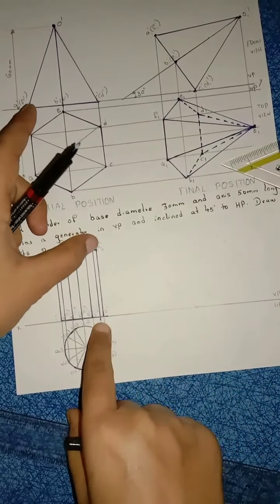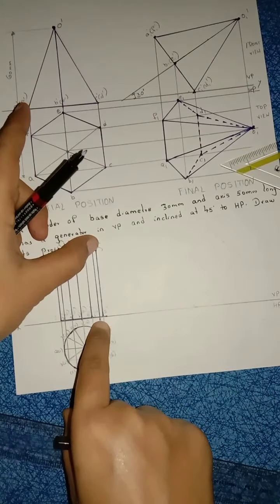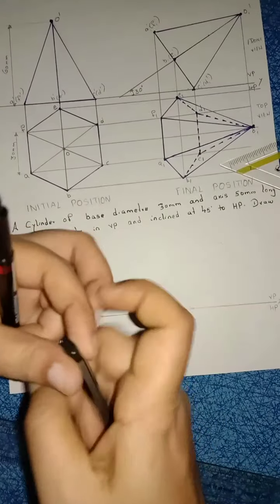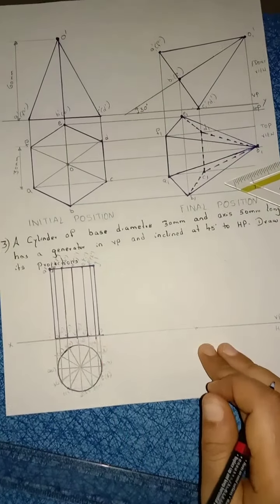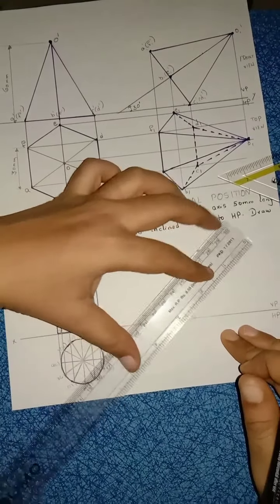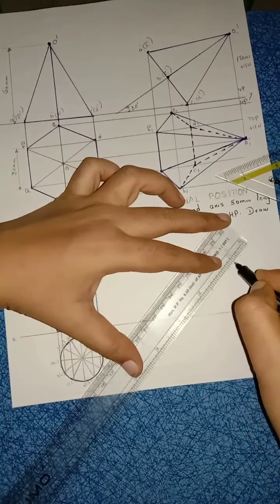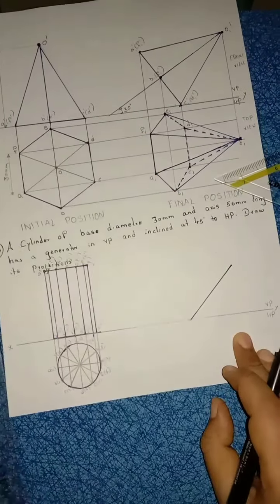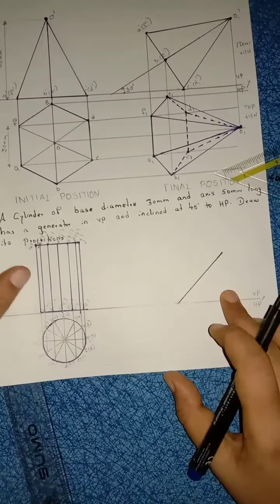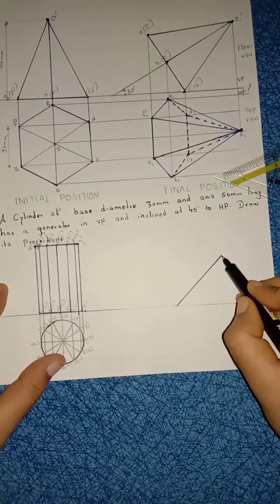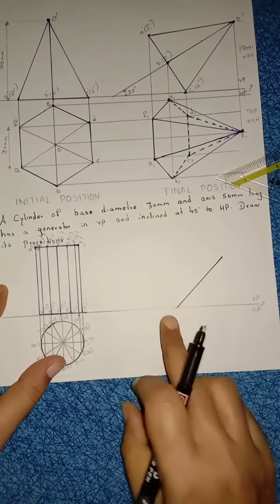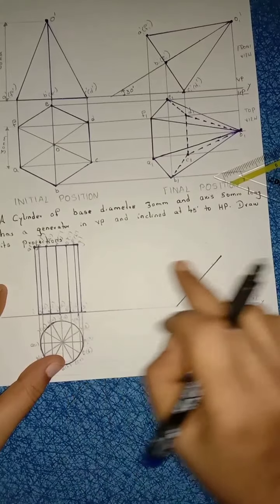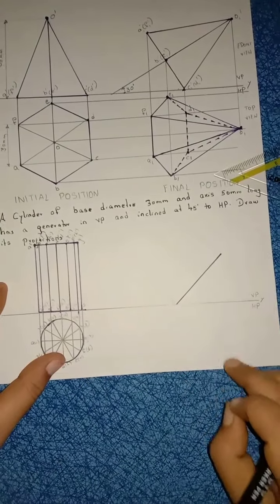Now I am measuring this length. Anyway, this is your axis. Axis is 50 mm. I am drawing here 45 degrees with the help of the protractor. I am constructing this generator. Angle here is 45 degrees. Now I will place my protractor on this line. From this point I will mark 90 degrees, and from this point also I will mark 90 degrees.